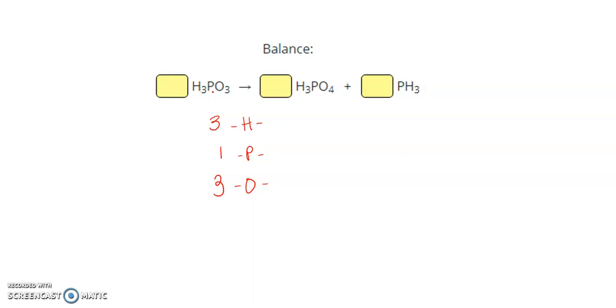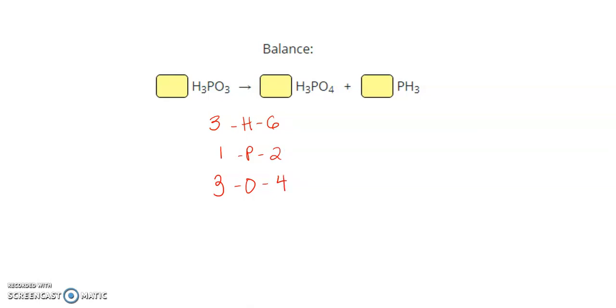Three hydrogen, 1 phosphorus, 3 oxygen. Product side has 3 hydrogen, 3 hydrogen. 3 plus 3 gives me 6 total. 1 phosphorus plus 1 phosphorus gives me 2 total. 4 total oxygen.